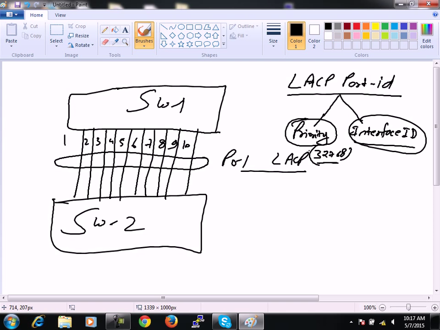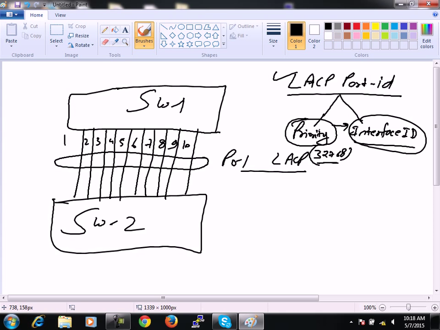Now remember that whenever LACP elects its active links, active ports, I mean all those interfaces which will participate in the EtherChannel actively, it will compare their LACP port IDs. Inside the LACP port ID, it will compare the LACP priority first. If the priority is the same, then it will go for the interface ID. By default their priority is 32768, so definitely it will compare their interface numbers. So the first 8 links will be elected to participate in your EtherChannel actively. I hope you have understood it now.